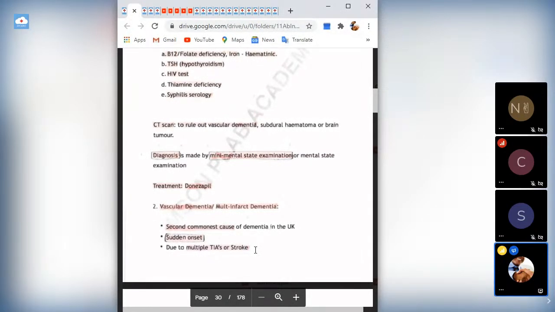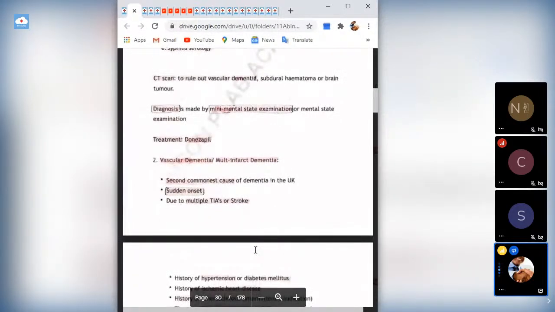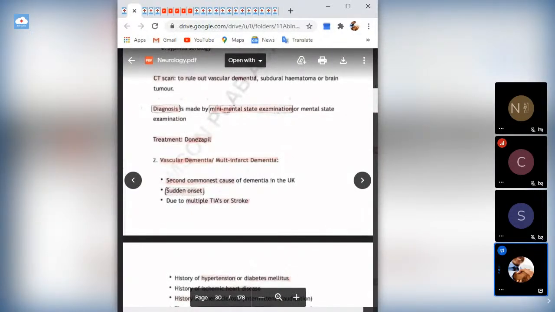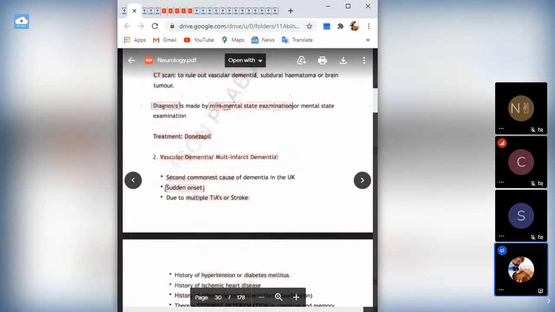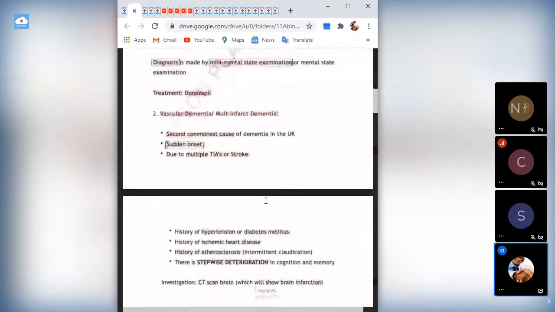Okay, so treatment is donepezil. And what is donepezil? How does it work? Dr. Noya, you are welcome. All right, so what is donepezil and how does it work? Noya, move forward now. This is your area, pharmacology. What's donepezil? Mechanism of action.